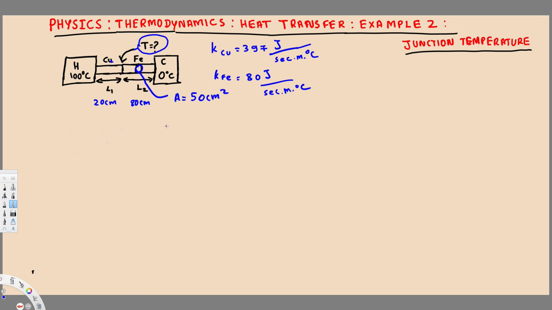Let's see how we can find this junction temperature using this information. The concept we are going to use is that the heat transfer rate is going to be equal for both of them. So we can equate both of them and find the junction temperature. So let's put in the equation for heat transfer rate. Heat transfer rate is delta Q by delta t, that is equal to K A delta T over L. So this is the heat transfer rate equation. Since the heat transfer for both of them is going to be equal, we can equate them like this: delta Q over delta t1 is equal to delta Q over delta t2. This is the equation we are going to use.